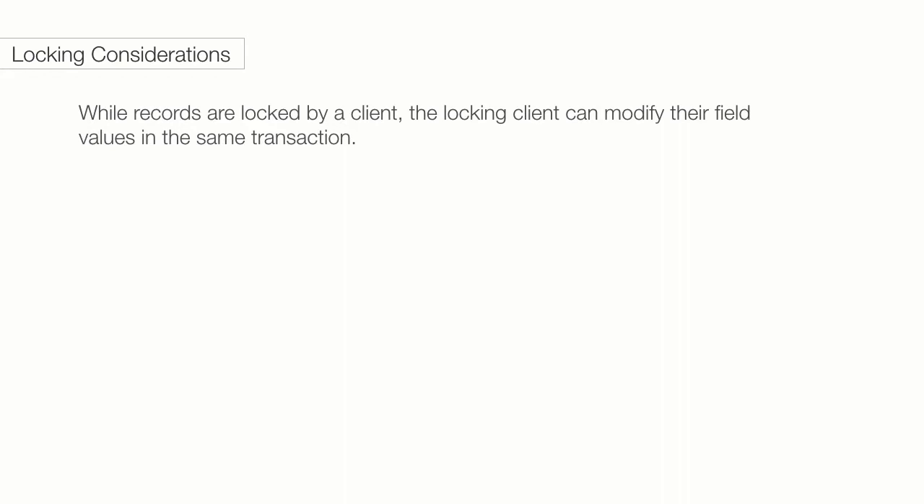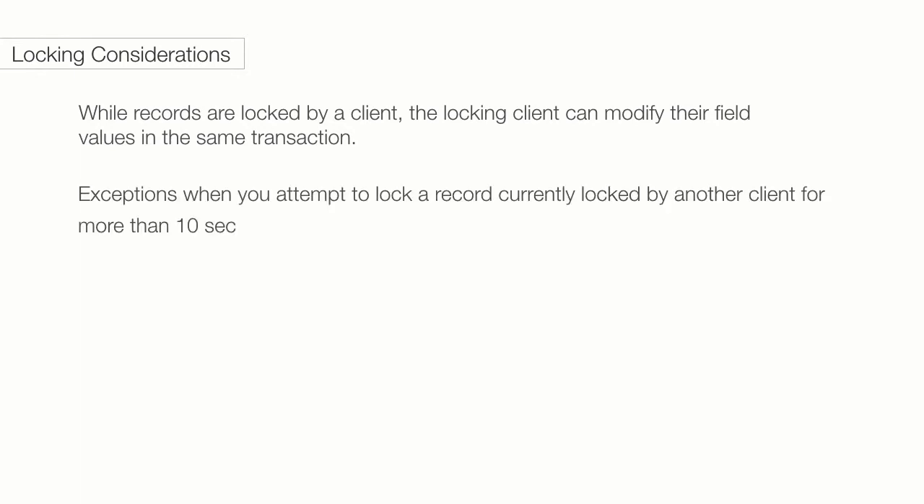Other clients can still query the same records while they are locked. If you attempt to lock a record currently locked by another client, your process waits for the lock to be released before acquiring a new lock. If the lock isn't released within 10 seconds, you'll get a query exception. Similarly, if you attempt to update a record currently locked by another client and the lock isn't released within 10 seconds, you'll get a DML exception. You can check out the record locking cheat sheet for more information on this.